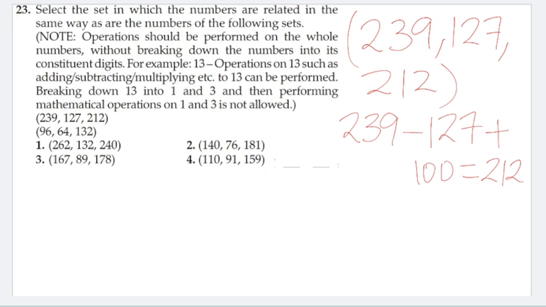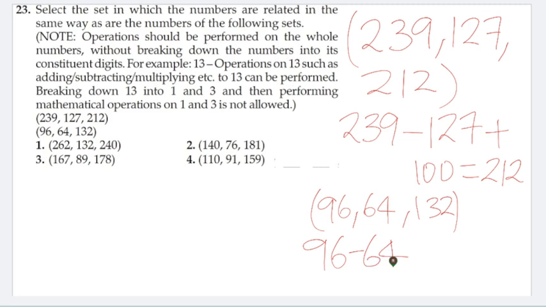In the same way, if we see the next set of numbers, that is 96, 64 and 132, if we see these numbers, 96 minus 64 plus 100, we will get 132.